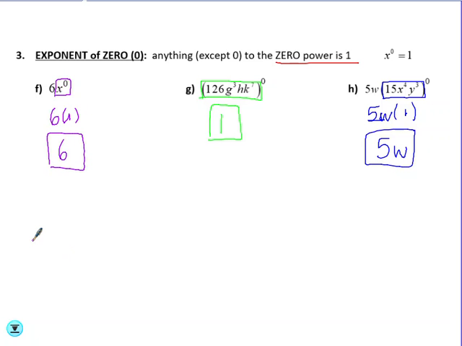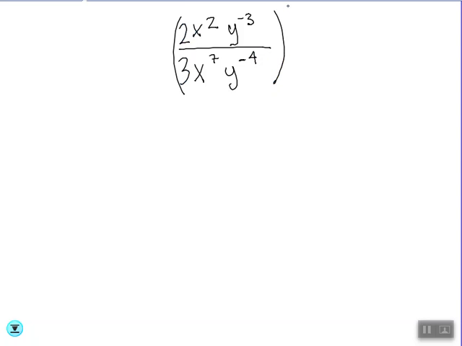So those are our last 3 laws of exponents. By themselves, they are not very tricky. The hard part comes when we put them together. So let's take a look at a more complicated problem that involves several laws of exponents. So I'm just going to pick some numbers and make up a problem. Okay, here there's a lot of stuff going on.